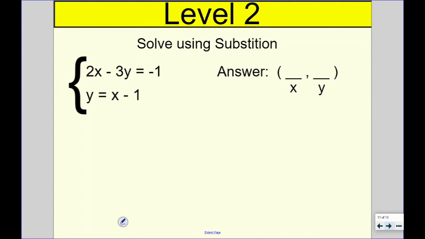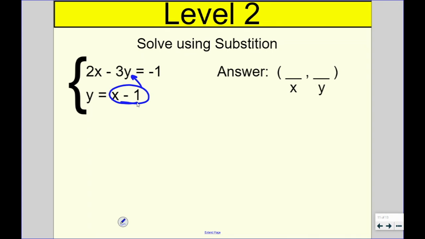We are going to solve by substitution again. What's really nice when you're solving by substitution is if you already have one of your variables set as equal. So here on the second equation, we have y equals x minus 1. I'm going to take this y equals x minus 1 and plug it into the first equation where the y is. I've got to be very, very careful.